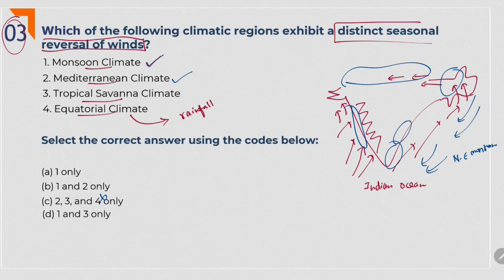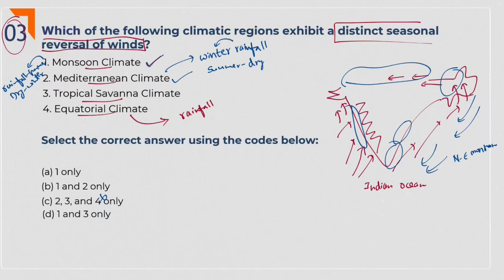UPSC also in many of its previous questions mentioned that in Mediterranean climate we can see phenomena like winter rainfall. In Mediterranean climate we see rainfall in the winter, and in summer it is relatively dry area. And if you see monsoon climate, we see rainfall in summer season and dry area in winter. If you see monsoon and Mediterranean, both are experiencing the seasonal reversal but in opposite way. So we can say Mediterranean also experiences seasonal reversal.